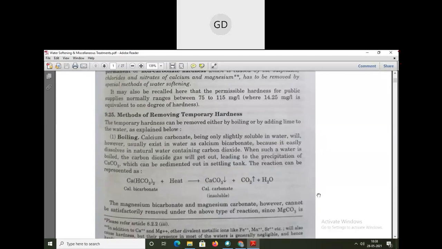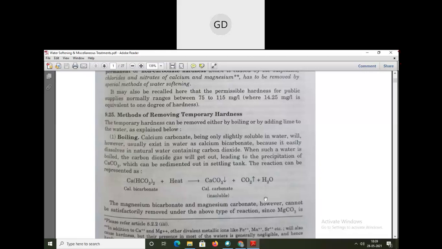Suppose you boil it. The calcium carbonate present in the water, which leads to the temporary hardness of the water, exists in water as a compound known as calcium bicarbonate, and it easily dissolves in water containing carbon dioxide gas. When such water is boiled, the carbon dioxide gas evolves out, leading to a precipitation of calcium carbonate.